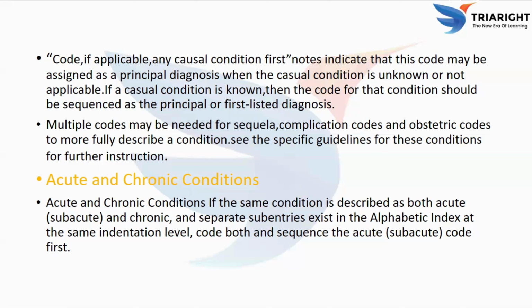So for example, a patient has acute and chronic tonsillitis. So what do you have to code first? You have to give a code for acute tonsillitis first, followed by the chronic tonsillitis. Always acute is coded first. So this is about the acute and chronic condition note.